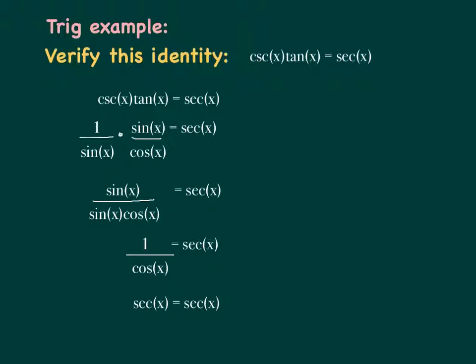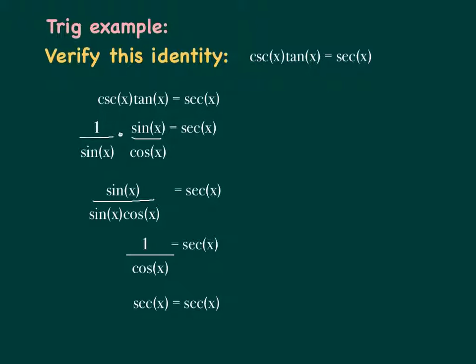If you just glance over my work really quickly, you'll notice I never touch that right-hand side. Every single step still says secant of x on the right. I'm only looking at the left. All right, so first step, I just recopied the problem. Nothing very exciting there. In the second step, I changed the cosecant of x into 1 over sine and the tangent of x into sine over cosine.